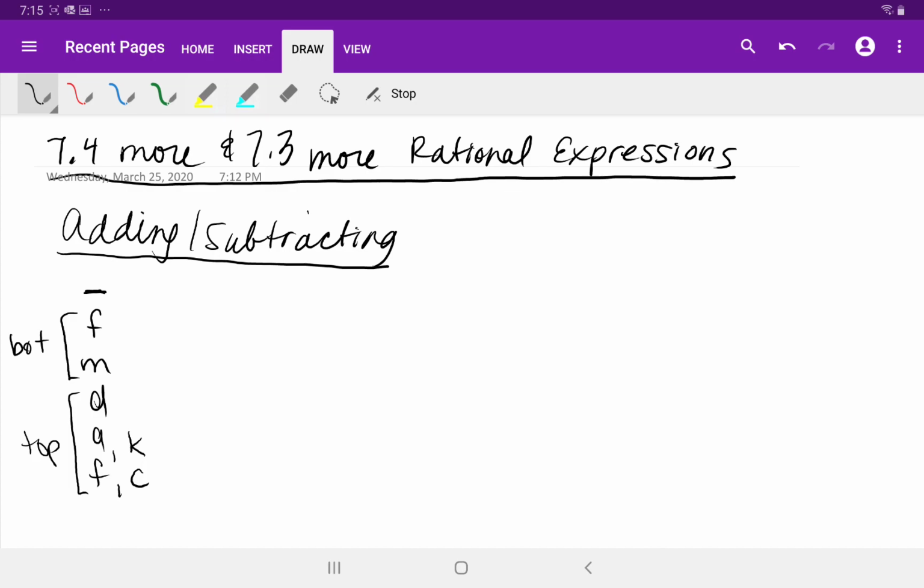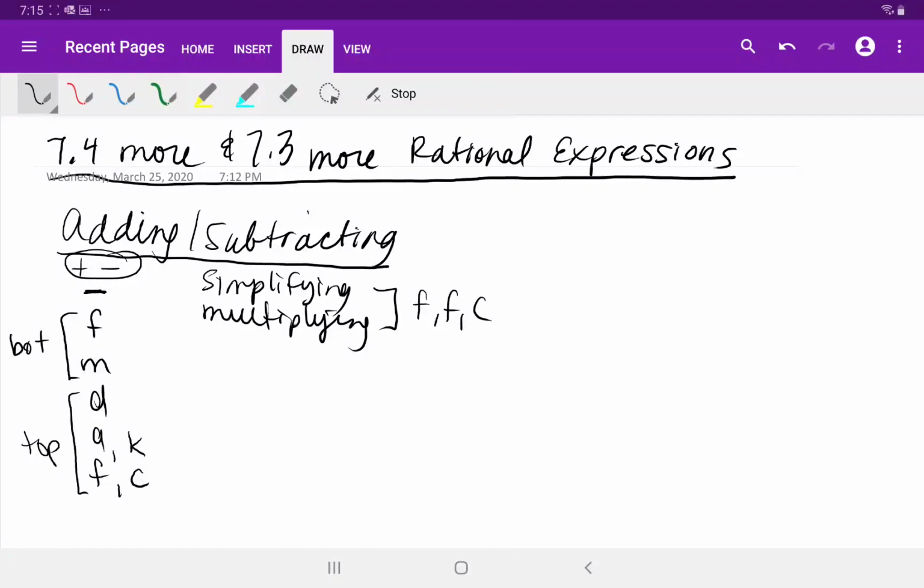So this is for adding and subtracting. You do all the steps. Okay, so adding and subtracting, you do all the steps. Simplifying. Multiplying. Do you remember which steps you do? You only do 2 of the steps. You only do the FFC step.